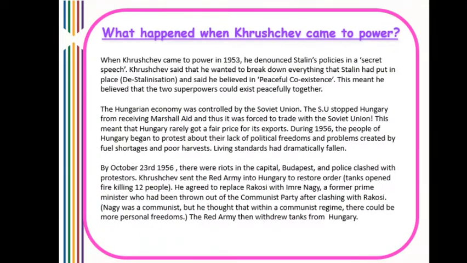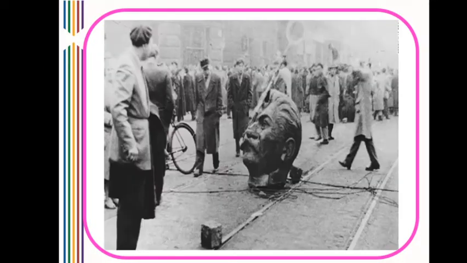So by October the 23rd, 1956, there were riots in the capital, Budapest, and police clashed with protesters. Khrushchev sent the Red Army into Hungary to restore order. Tanks opened fire, killing 12 people. He agreed to replace Rákosi with Imre Nagy, a former prime minister who had been thrown out of the Communist Party after clashing with Rákosi. Nagy was a communist, but he thought that within a communist regime there could be more personal freedoms. So the Red Army then withdrew tanks from Hungary.